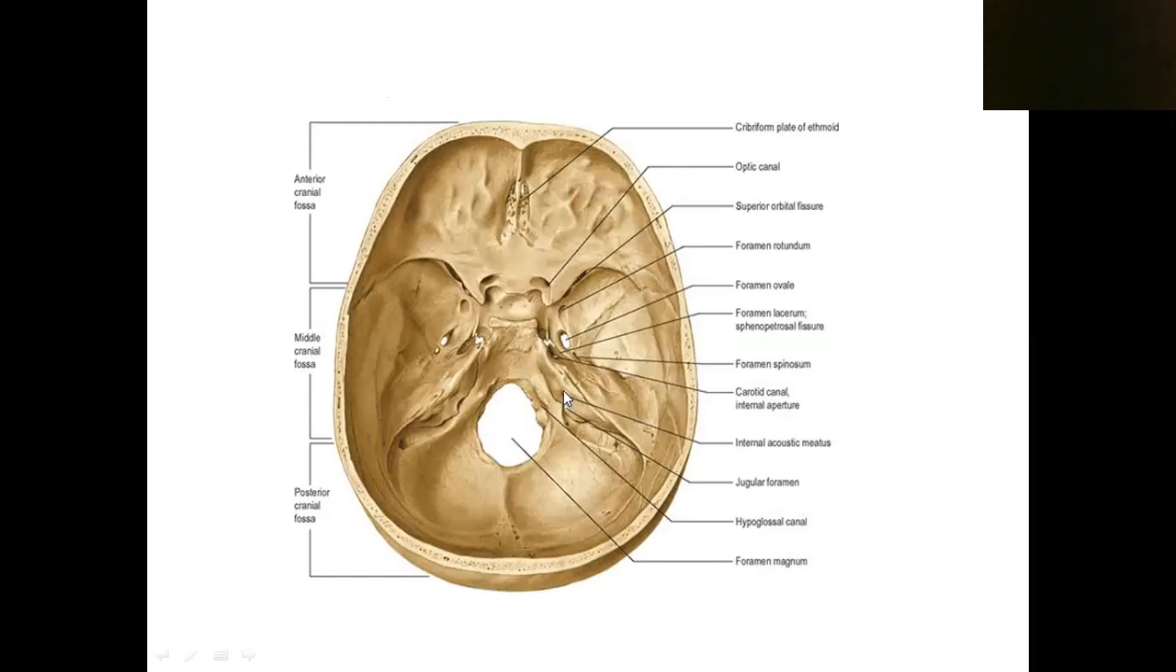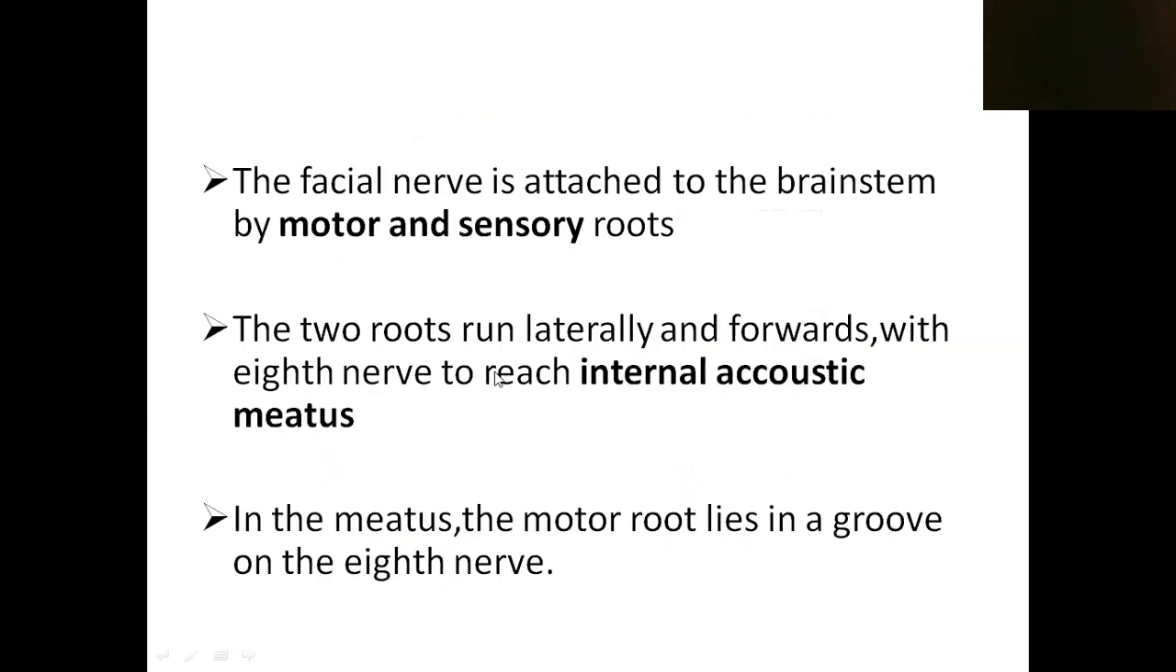The internal acoustic meatus is around 1 centimeter long canal. These two roots, the large motor root and the small sensory root, will enter inside this internal acoustic meatus, or this canal. Inside the canal, these two roots join together to form a single trunk.